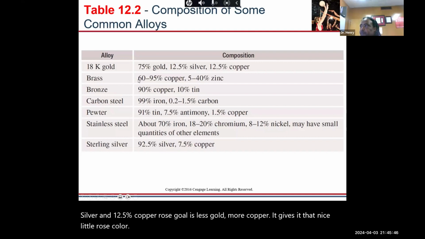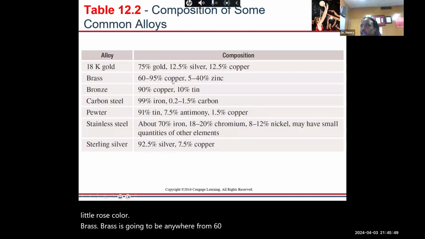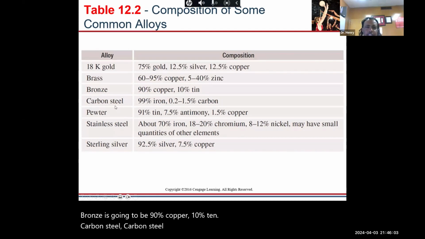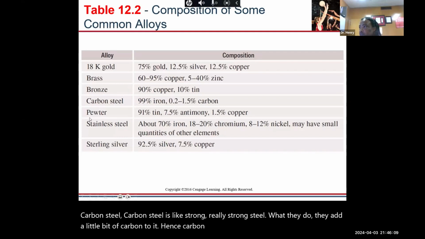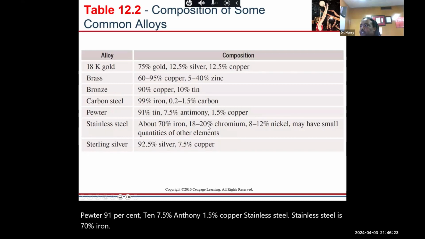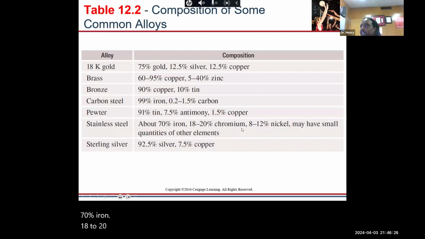Brass is going to be anywhere from 60% to 95% copper, 5% to 40% zinc. Bronze is going to be 90% copper, 10% tin. Carbon steel is like strong, really strong steel. What they do, they add a little bit of carbon to it, hence carbon steel. Pewter, 91% tin, 7.5% antimony, 1.5% copper. Stainless steel is 70% iron, 18 to 20% chromium, 8 to 12% nickel.